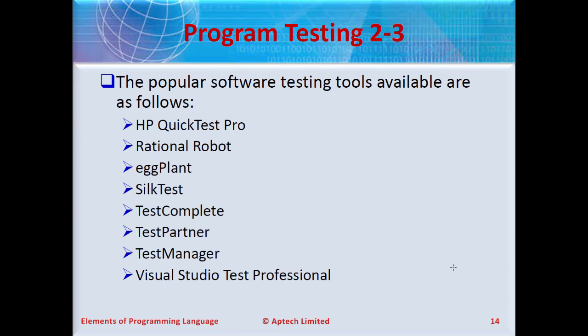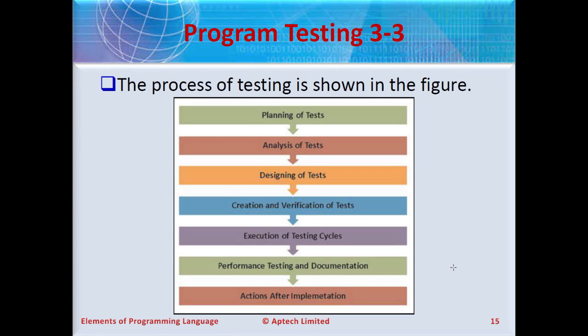Let's move on. The popular software testing tools are given below. We have the HP Quick Test Pro, Rational Robot, Eggplant, Silk Test, Test Complete, Test Partner, Test Manager, and Visual Studio Test Professional. The process of testing is given in this figure below. We start by planning the tests, and we also analyze the tests to see if they cover as many areas as possible or a broad spectrum. The next thing is to design the actual tests, and you do this by creating and verifying those particular tests.